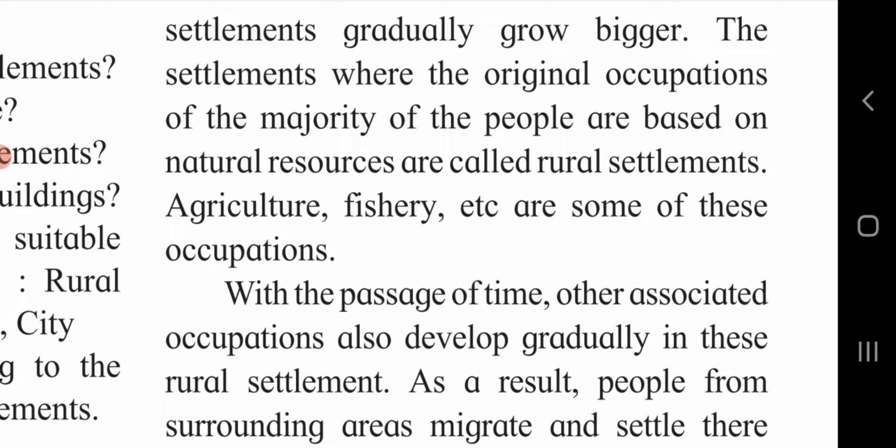The settlements where the original occupations of the majority of the people are based on natural resources are called rural settlements. Agriculture, fishery, etc. are some of these occupations. The occupations which are directly related to nature come under rural settlements, like agricultural production and fishery, which are mostly done in rural areas.